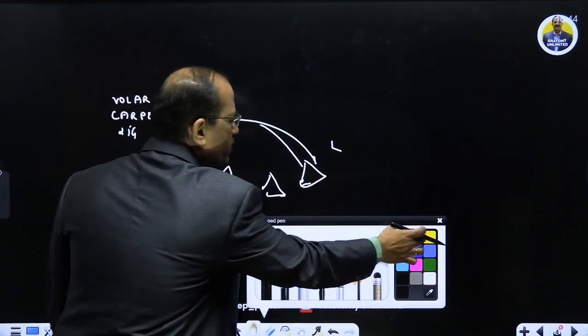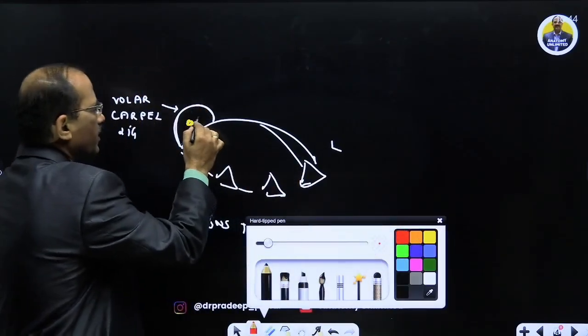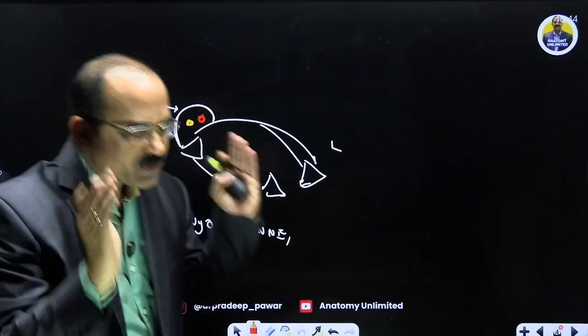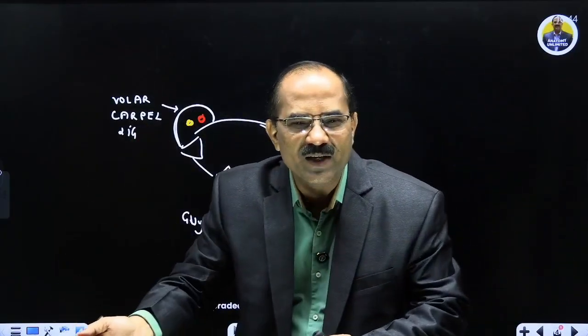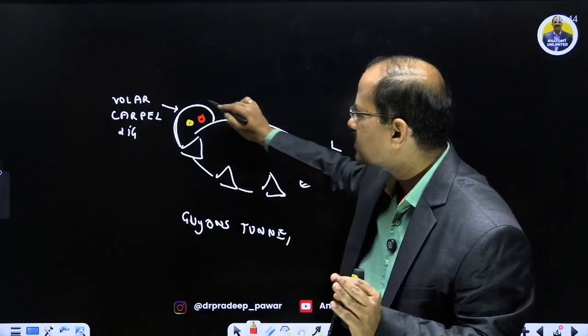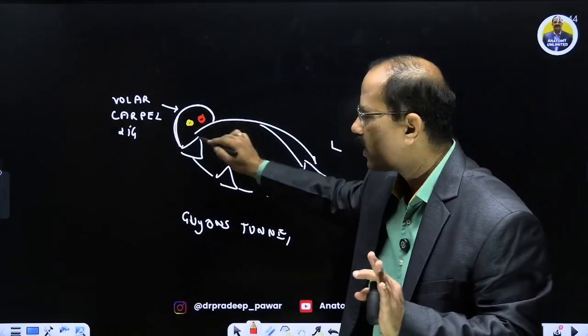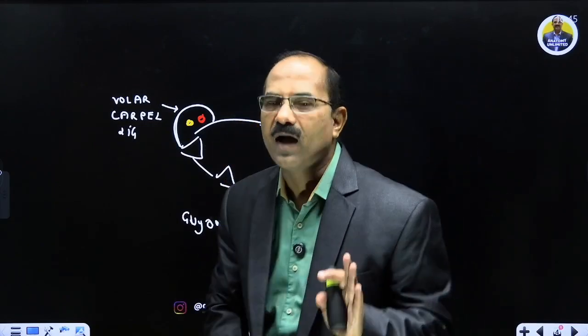So what passes through Guyon's tunnel? Medially is the ulnar nerve and laterally is the ulnar artery, right? So how is Guyon's tunnel formed? It's an extension of the flexor retinaculum that is known as the volar carpal ligament. This is the flexor retinaculum, that's the volar carpal ligament. This forms Guyon's tunnel. And who lies in Guyon's tunnel? The ulnar nerve and ulnar artery.